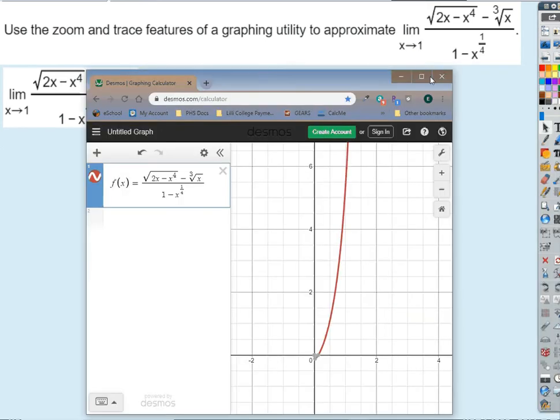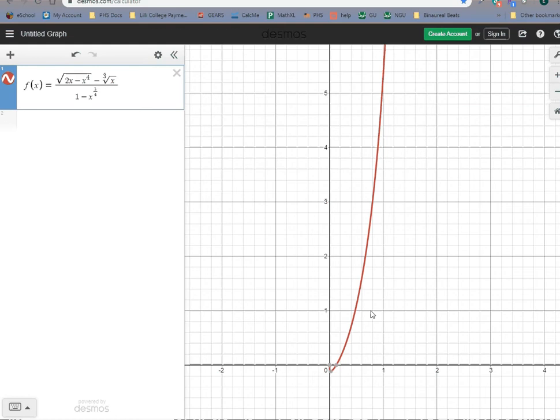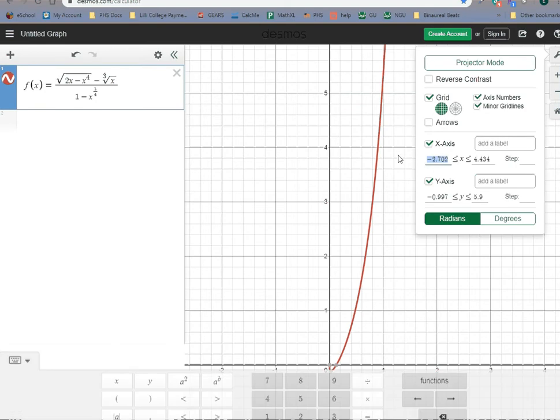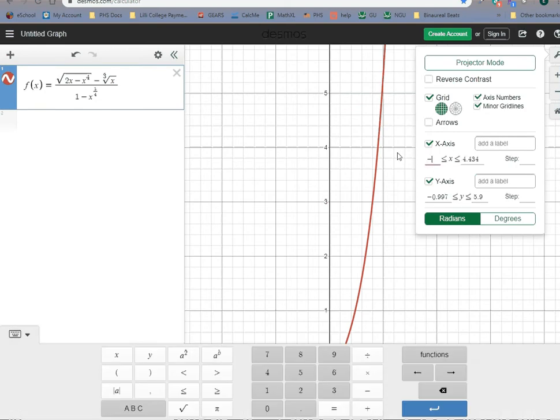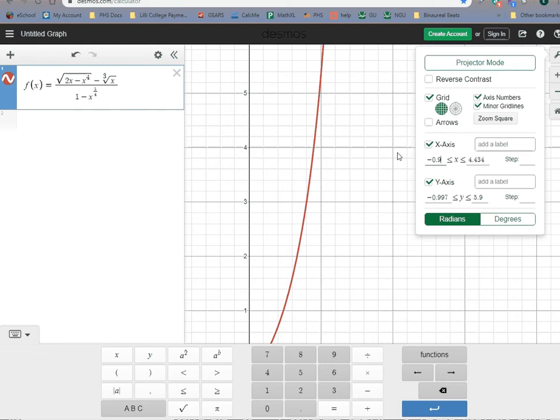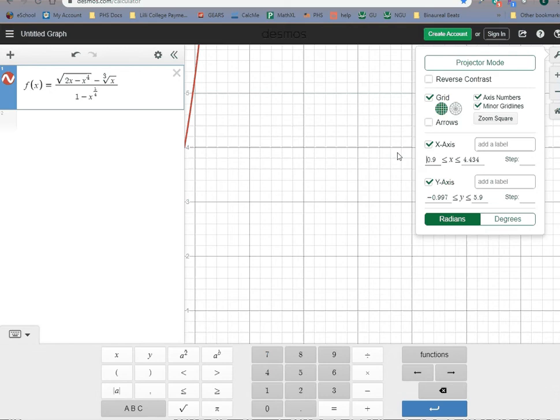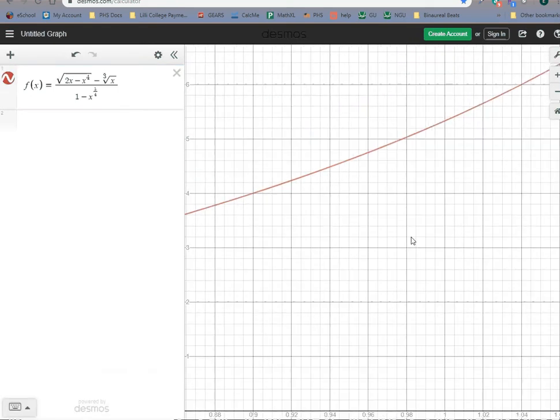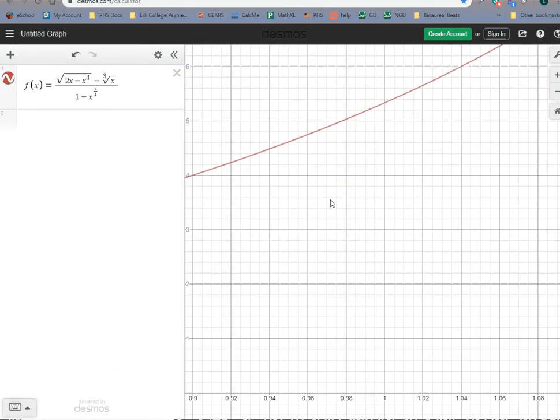Now, one trick you can do is make the window smaller surrounding 1. So if I did something like this, in my graph settings I'm going to go from negative 0.9 to positive 0.9 to positive 1.1. I think if I spread the window out, that makes it a little bit more precise. Okay, so there it is.